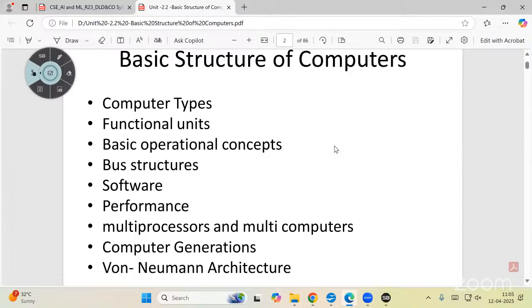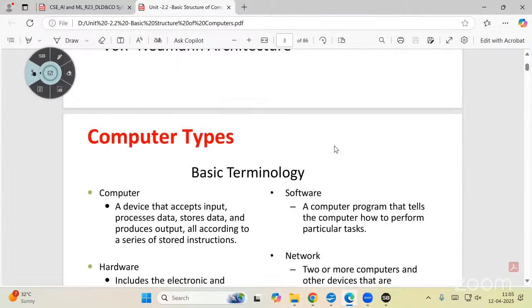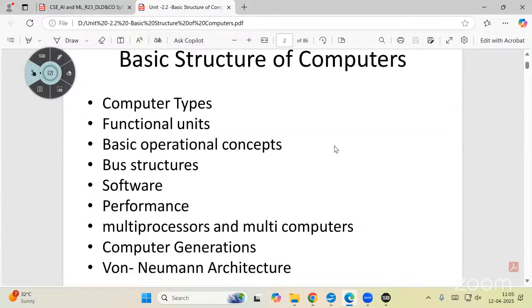Okay. Next, basic computers and basic terminology. What are the basic terminology of the computers?